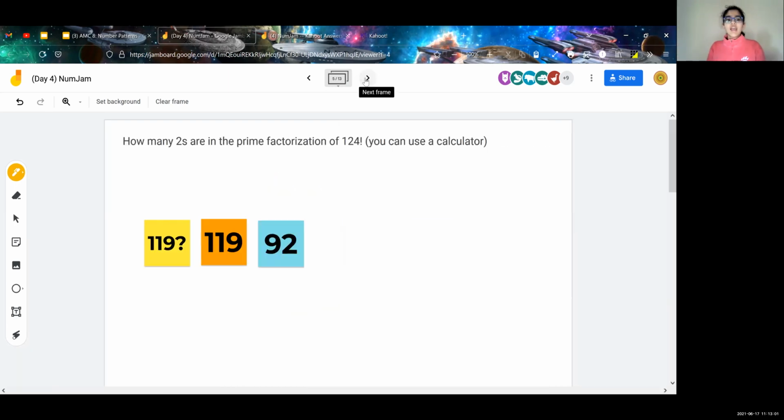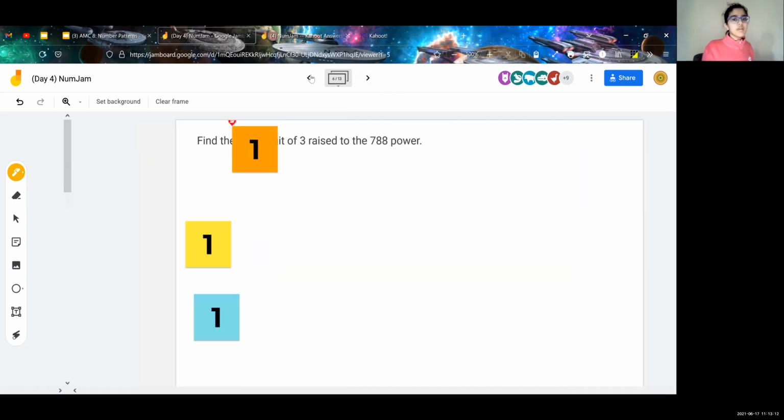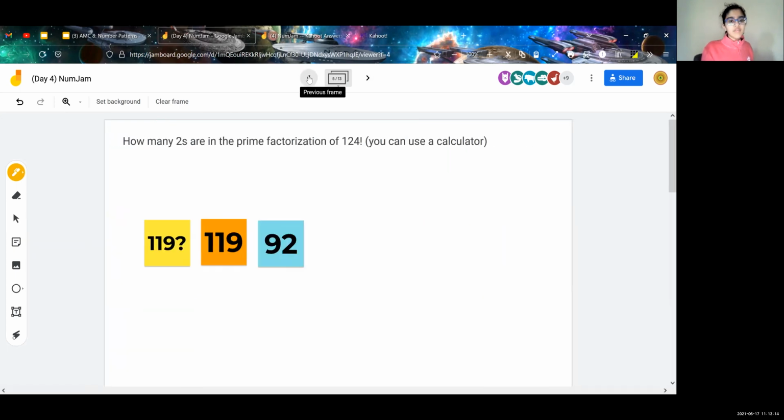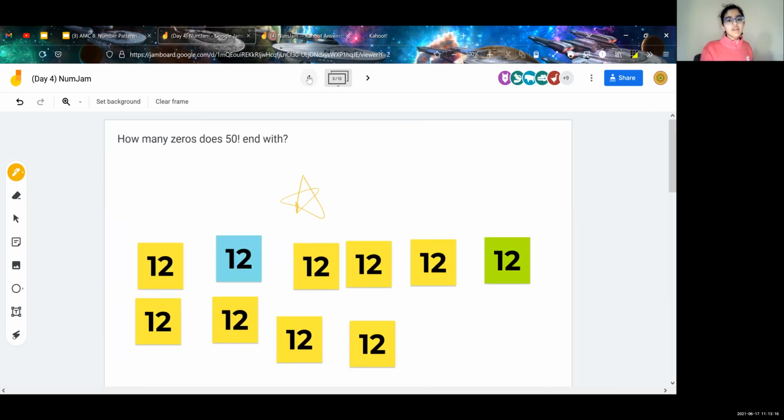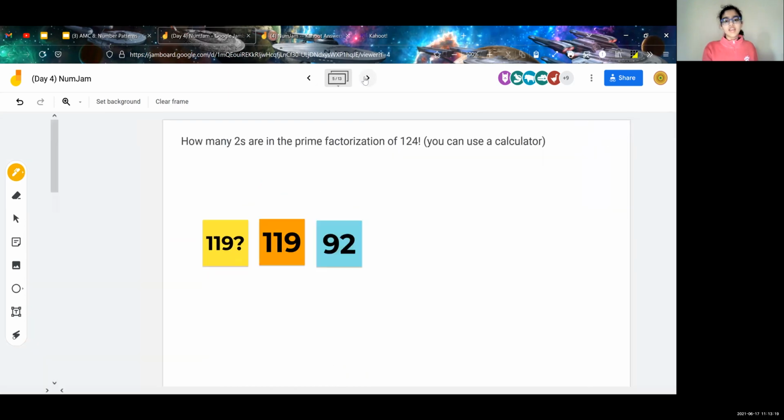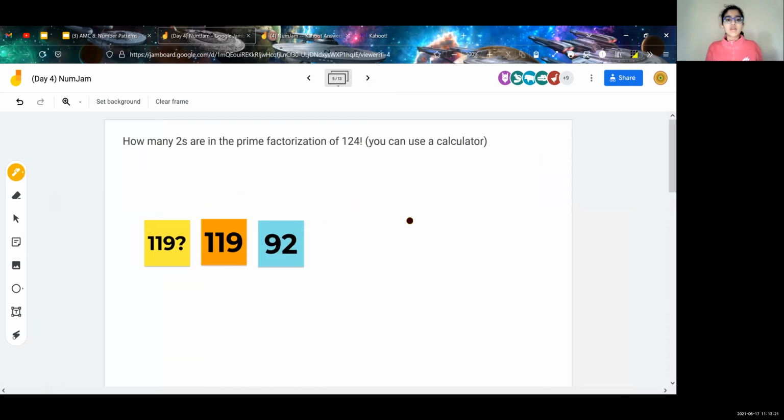Okay, how many 2's are in the prime factorization of 124 factorial? You can use your calculator. So I've gotten 190. I'm going to leave this problem because not very many people have answered it. I shall wait for 5 or 7 more answers for this problem. And again, you can use your calculator.